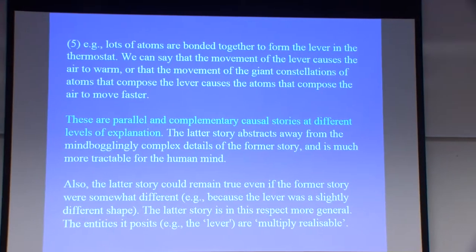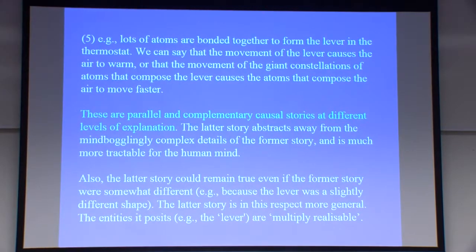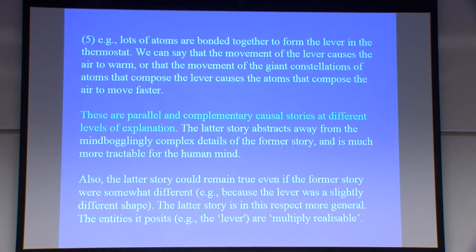"E.g., lots of atoms are bound together to form the lever of the thermostat. We can say that the movement of the lever causes the air to warm, or that the movement of the giant constellation of atoms that composes the lever causes the atoms that compose the air to move faster. These are parallel and complementary causal stories at different levels of explanation. The latter story abstracts away from the mind-bogglingly complex details of the former story and is much more tractable for the human mind. Also, the latter story could remain true even if the former story was somewhat different, e.g. because the lever was a slightly different shape. The latter story is in this respect more general.